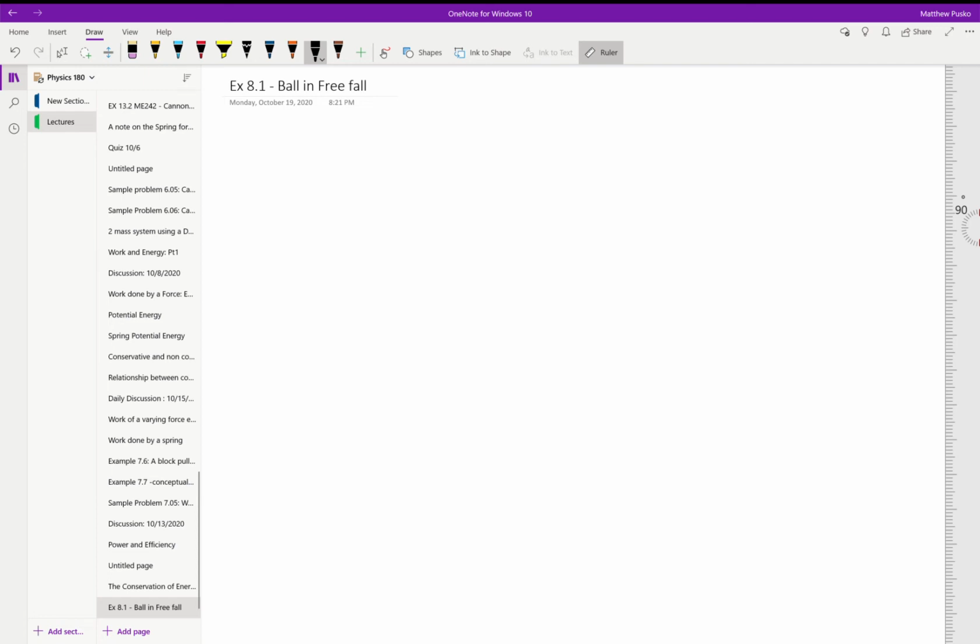Alright, let's take a look at a problem where we have some mass m and we're going to drop it some initial distance h above the ground, but we might not be dropping it all the way to the ground. We want to know what is the speed at any point above the ground or at the ground.